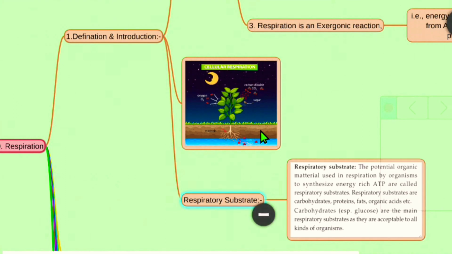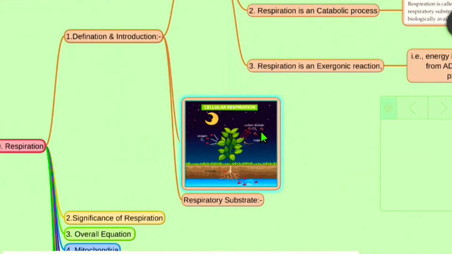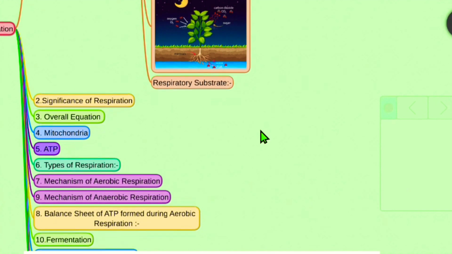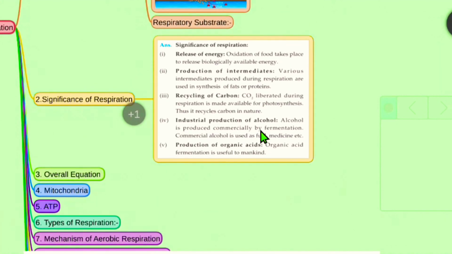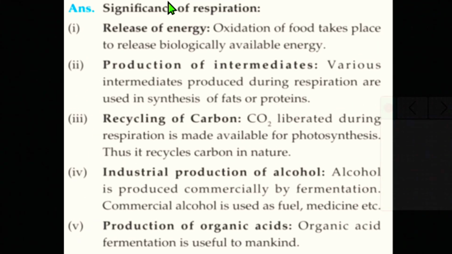Let's see the next. Second one is the significance of respiration. What is the role of respiration in our life? First one is releasing the energy. Oxidation of food takes place to release biologically available energy. Second one is production of intermediates, which means the various intermediates produced during respiration are used in the synthesis of fats or proteins. Third one is recycling of carbon.